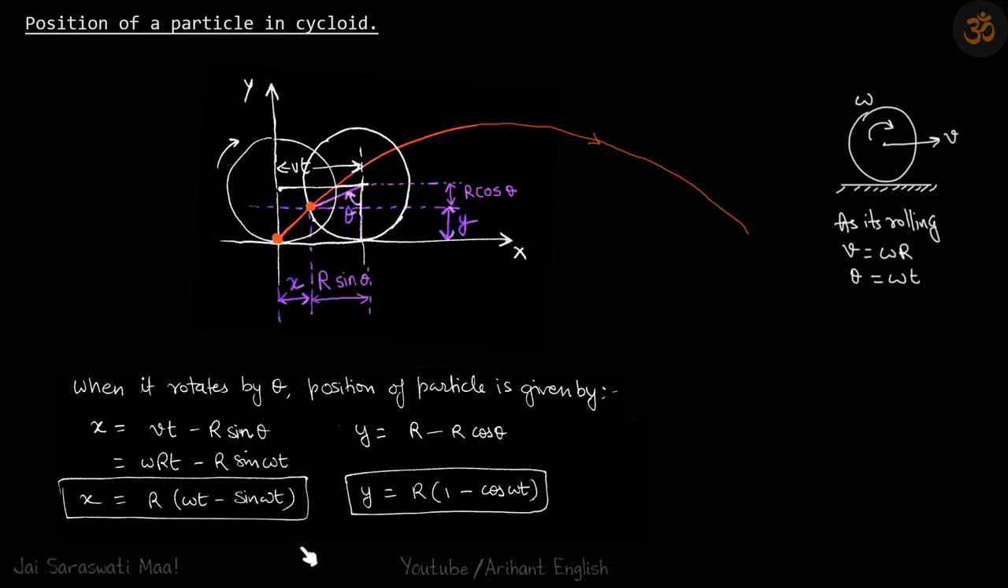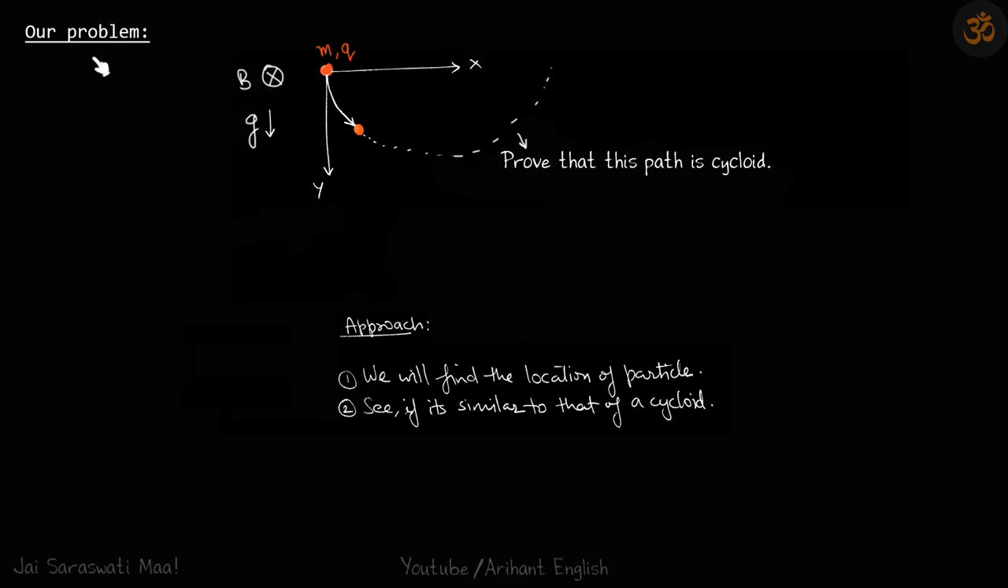Now let's get back to our problem. In our problem it is given that a particle of mass m and charge q is dropped. Gravity is downwards and the magnetic field is horizontal. So here let's assume the magnetic field is into the plane and the positive y-axis is downwards. We need to prove that this path is a cycloid.